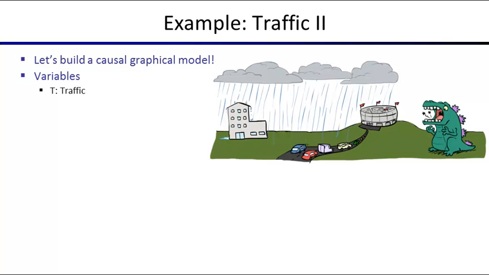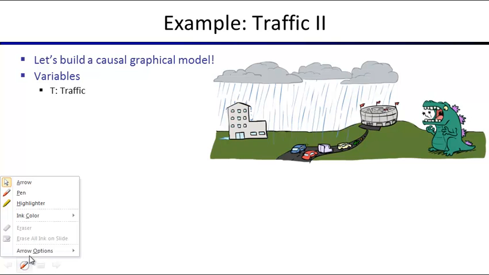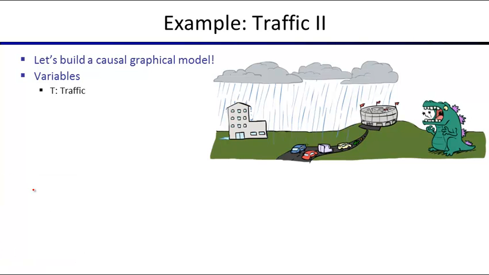So let's do traffic again with a working pen, and let's build a Bayes net for traffic in a more complicated scenario. Traffic is the first variable. Put it in the middle because we don't know yet what else is coming.